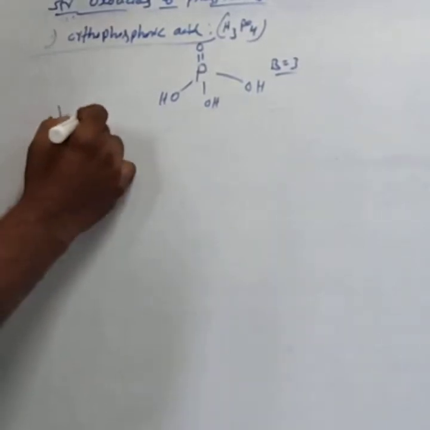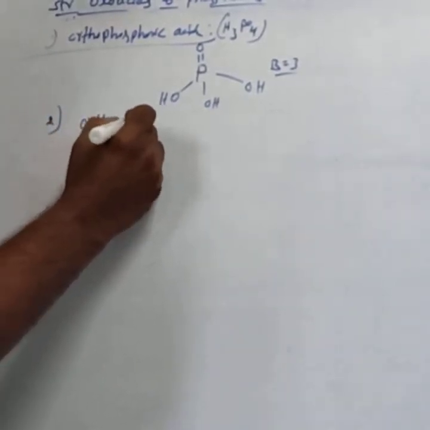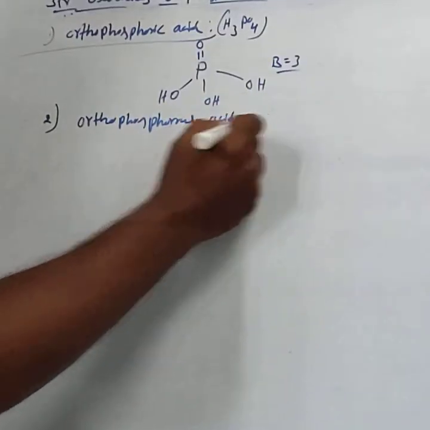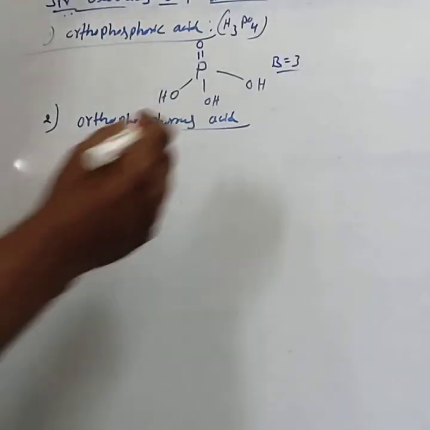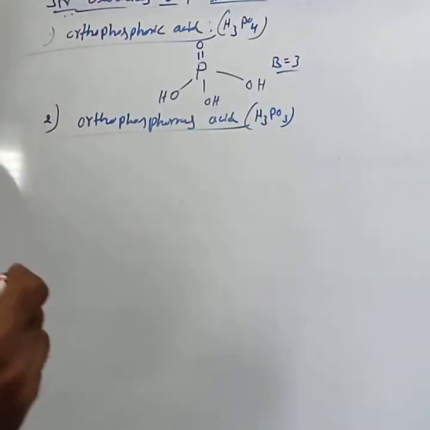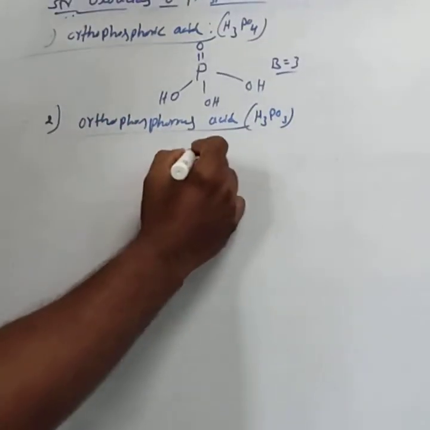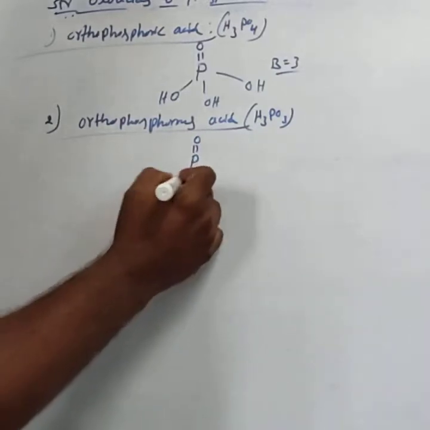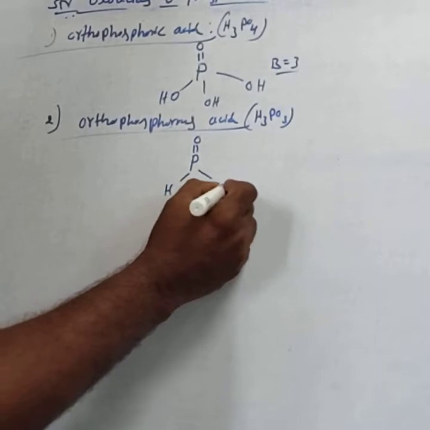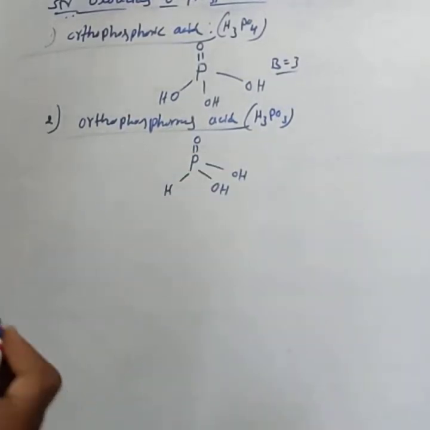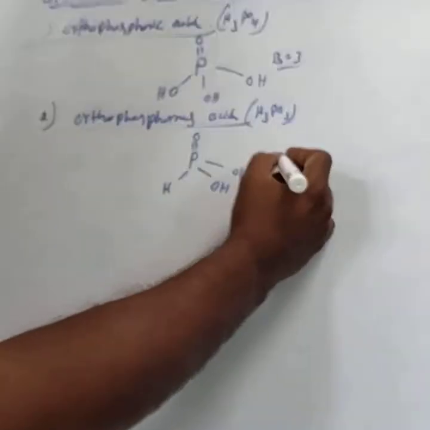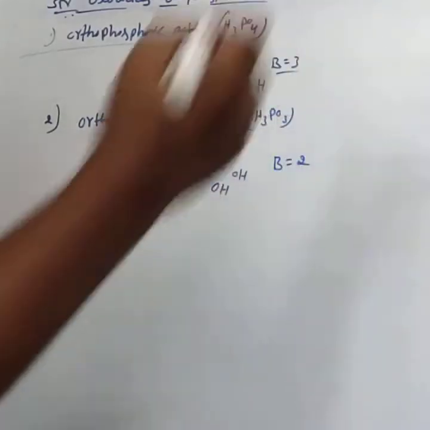Then orthophosphorus acid. Orthophosphorus acid formula is H3PO3. Structure is, it has 1 P=O bond, 1 P-H bond, and 2 P-OH bonds. All have tetrahedral structures. This is the structure. By using that, basicity value is 2.